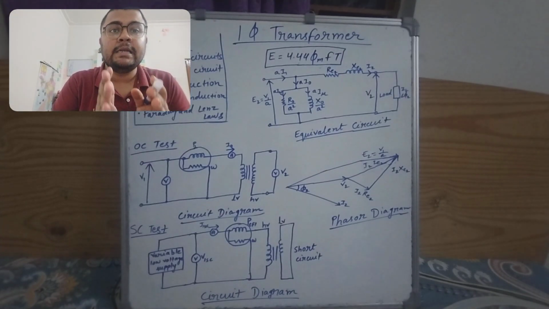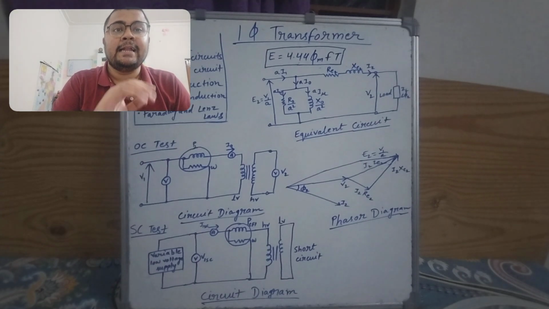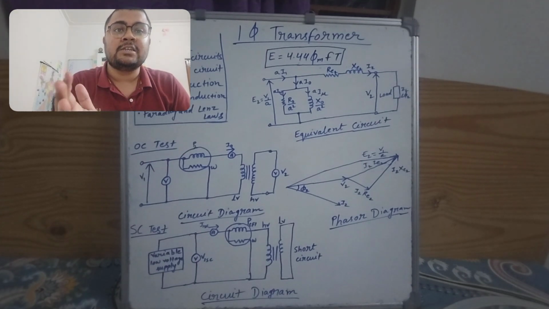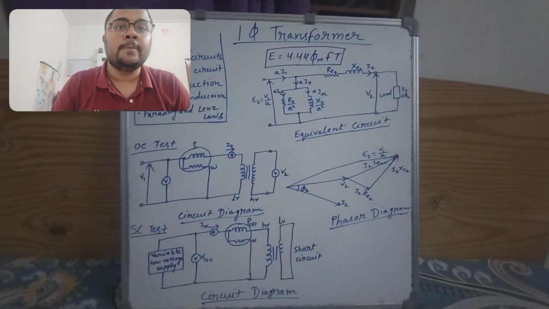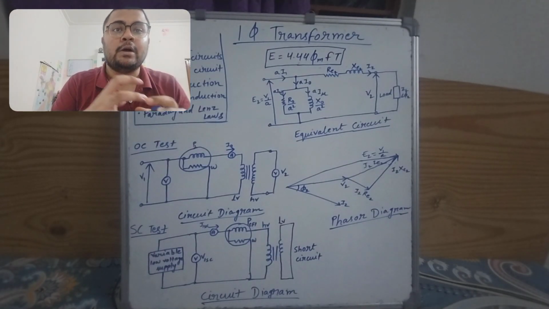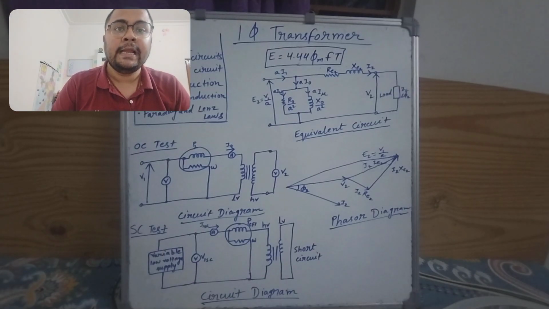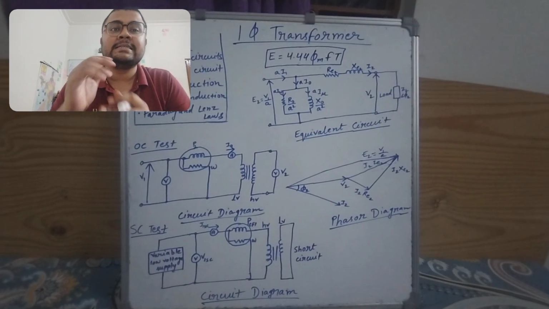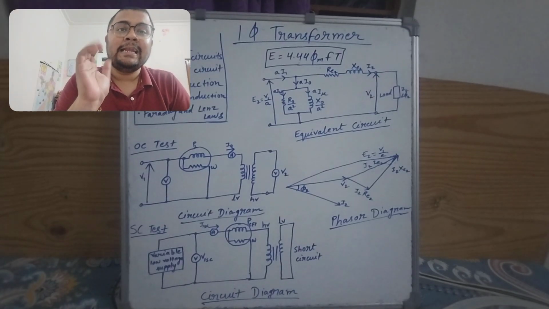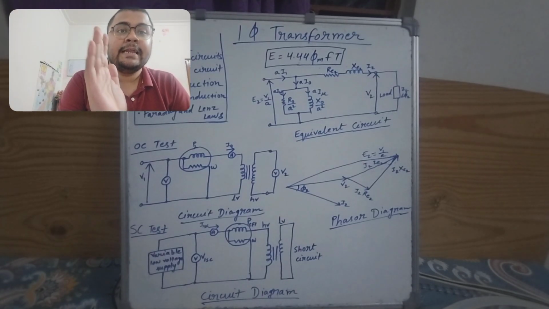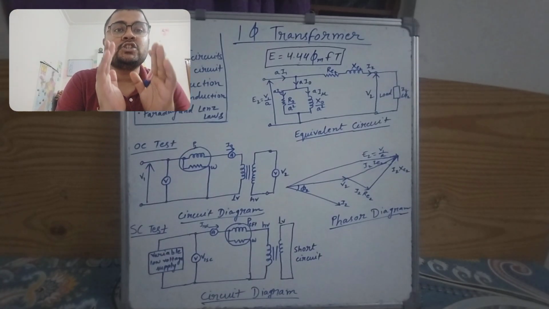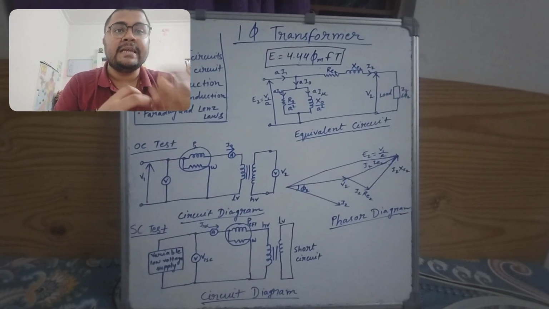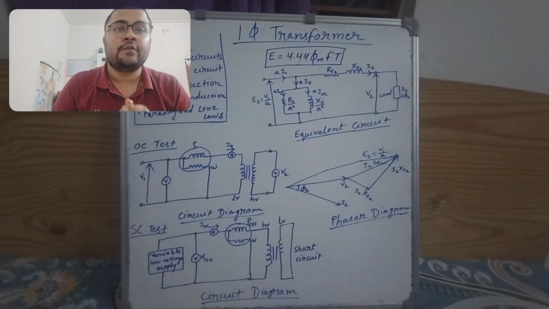It is a very commonly used device, and a transformer can be a single phase transformer as well as a three phase transformer. Today we will study the single phase transformer. So first let's try to understand the working of a transformer. A transformer is a static device which has two electric circuits and one magnetic circuit, and it transfers electrical energy from one circuit to another without a change in frequency. This is the basic principle of the transformer.